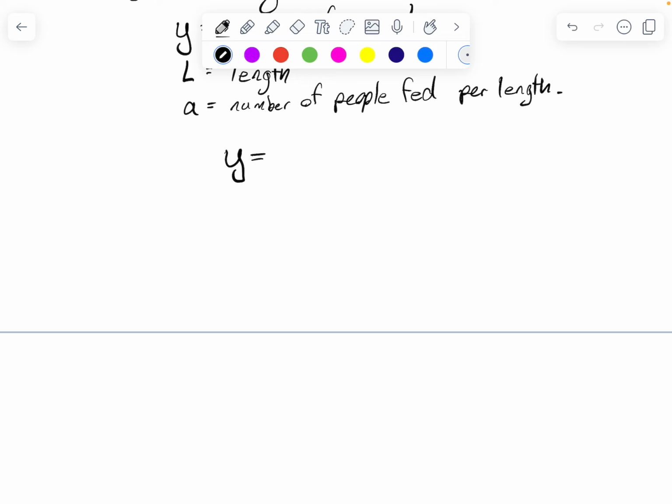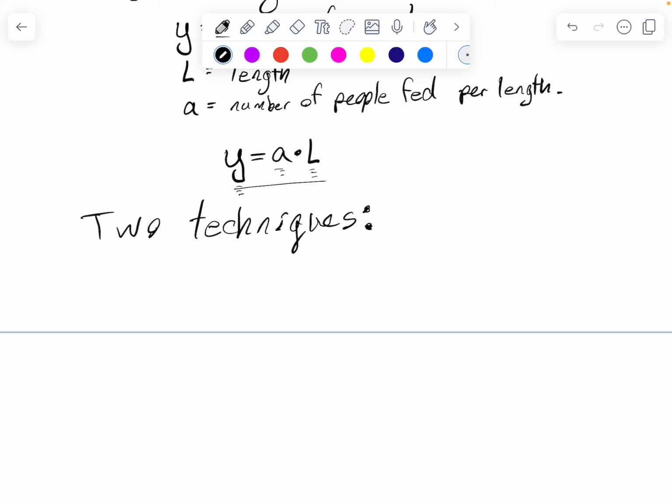Now we just need the equation to relate them. So y is the number of people being fed, and so to get that, we're going to multiply A times L, the number of people being fed per length, times the length. I'm going to show you two techniques that you can use to solve this. The first one might be more intuitive, but the second one is more strategic and rigorous that you can apply to any scenario.